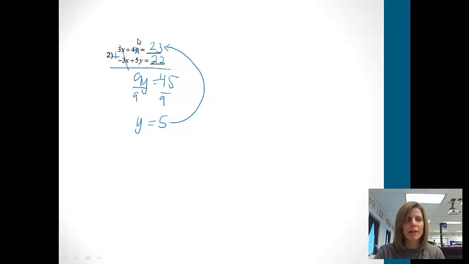I know my y is 5. Make sure you don't put it in for the wrong letter. It's in for y. So we're going to have 3x plus 4 times 5 is 20 equals 23. And then from here we're going to subtract 20 from both sides. So I'll get 3x is equal to 3, and then we'll divide both sides by 3, and I will get x is equal to 1.